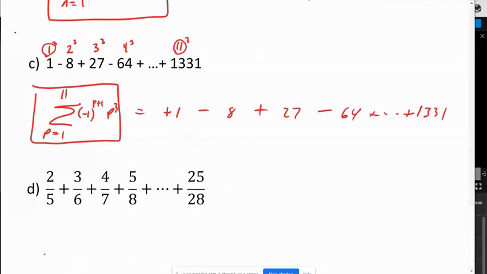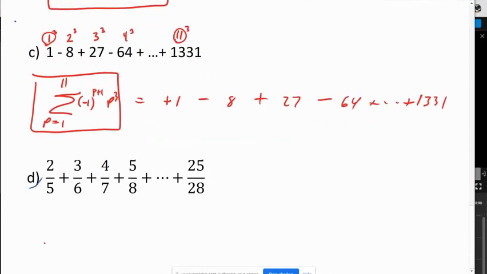Okay, for our last one, part D, go ahead and pause your video, give that one a try, see if you can write it in sigma notation. Press play when you're ready to check your solution.